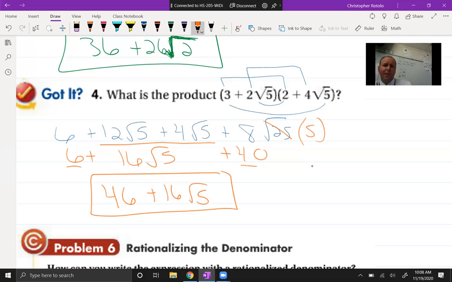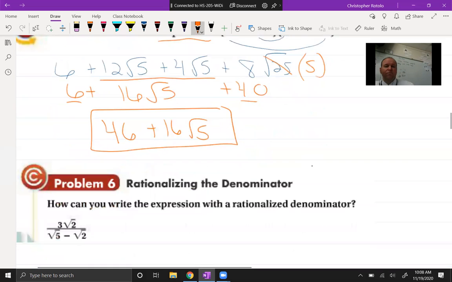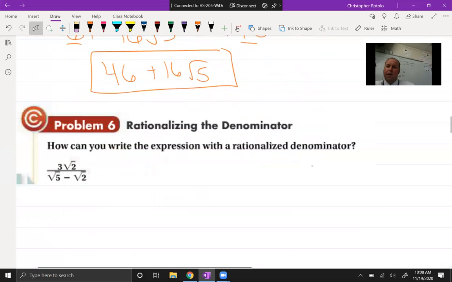All right, that's how we FOIL them, okay? So really, you know, we're doing multiplication. Outside multiplies with outside, inside multiplies with inside. And then it turns into, is there anything else I can add using the fact that my radicals have to match?